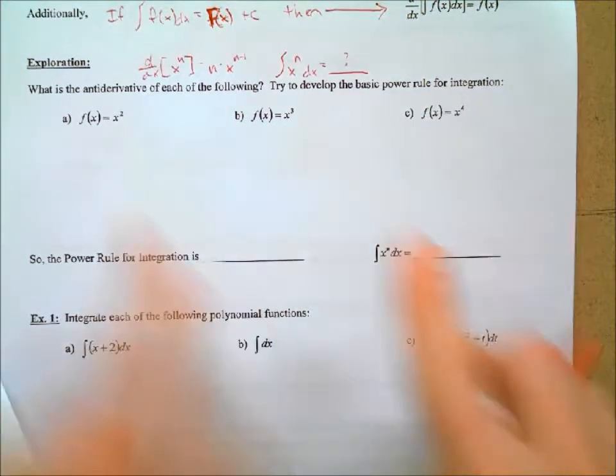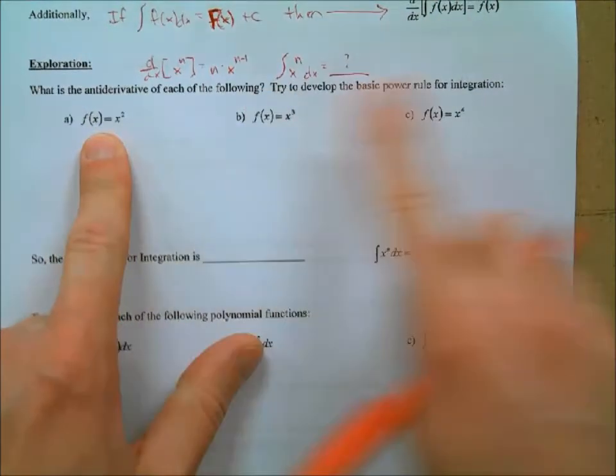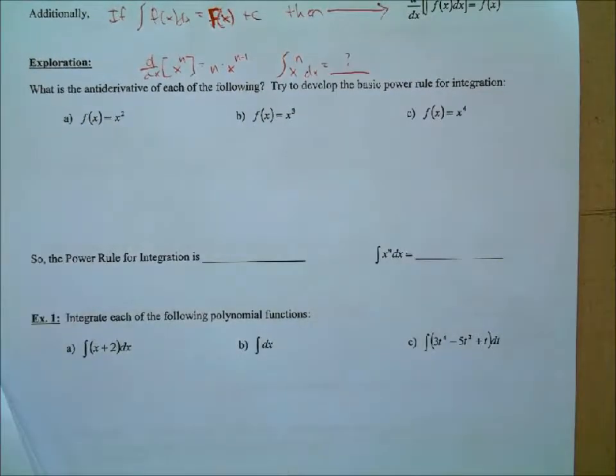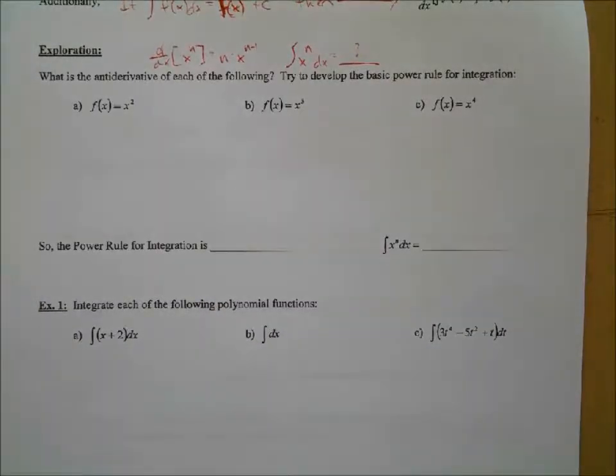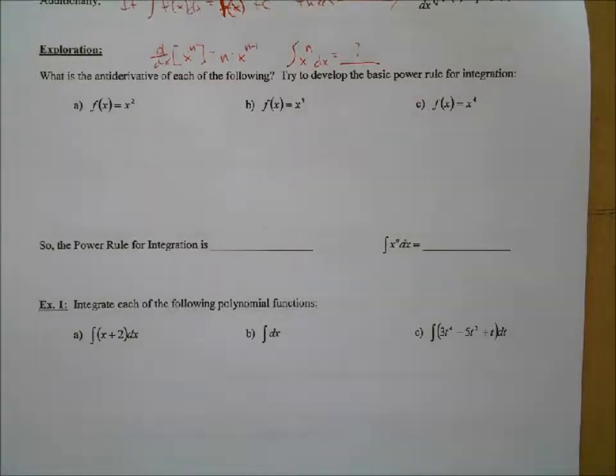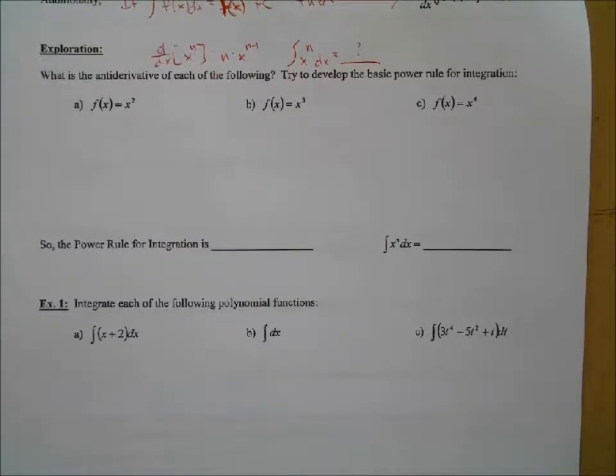So try and come up with the antiderivative of these three functions. See if you can come up with a general rule then for the power rule for integration. Okay, so go ahead and take a minute to do that. So try and come up with the function whose derivative is x squared, or a function whose derivative is x cubed, or a function whose derivative is x to the fourth. Okay? Anti-differentiate, or integrate here.